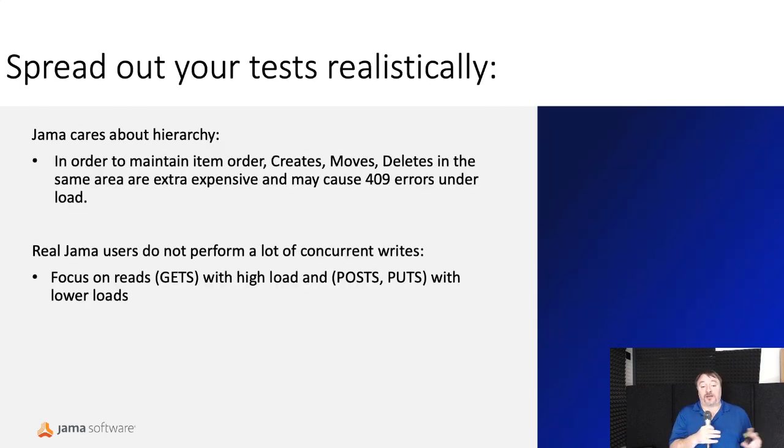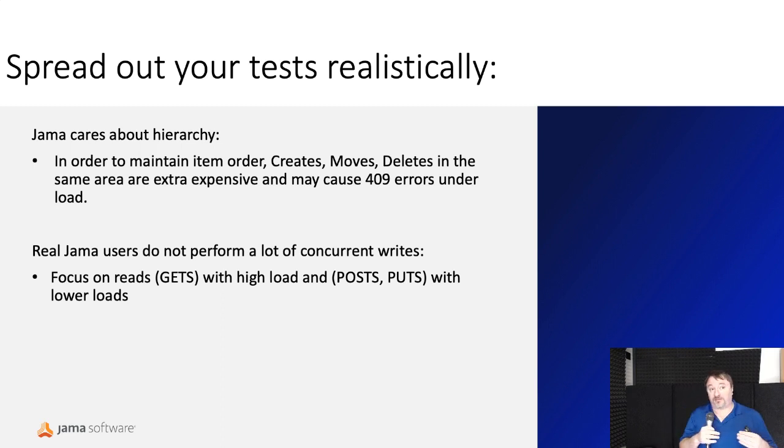So now that you're picking your language and picking your thing, the next thing that can trip someone up is not spreading their test out realistically. Like I said, Jama cares about data integrity, and there's a lot of workflow that is enforced. So users can't edit the same item. You'll get an error if you try to do that. If a lot of users are moving things around in the tree, you're going to get errors because as the items are being moved by one user, they can't be modified by another user.